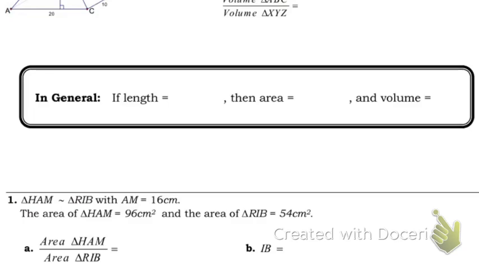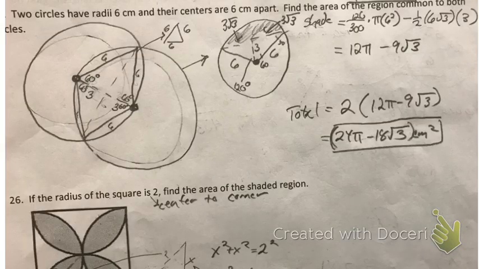26. Okay. That's not 26. So the big thing about 26 is kind of having to draw a circle.